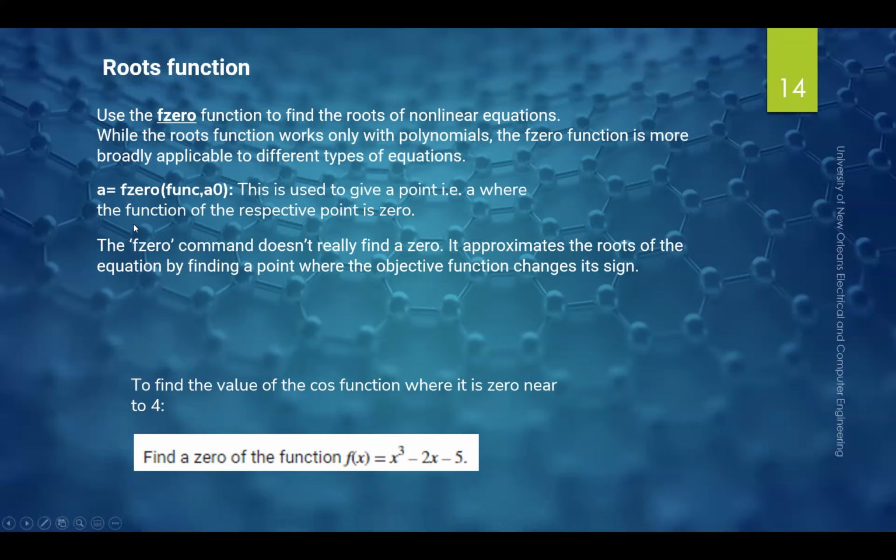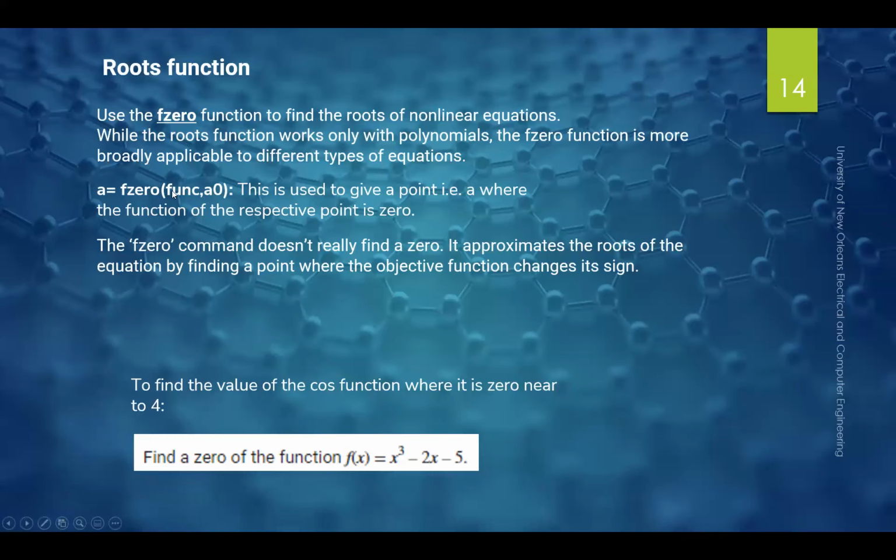And the format is that we call the function by the name fzero, and the arguments are a function, in this case we call it func, and a point that we call a0 in this example. The idea is that this is used to give a point of reference where the function is near 0. So what the fzero function is doing is trying to find out where the function crosses the 0 axis.